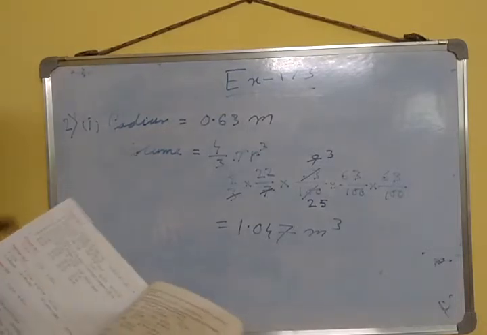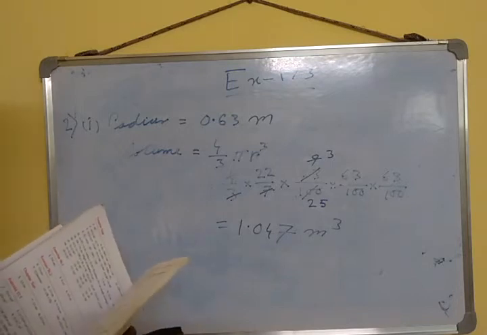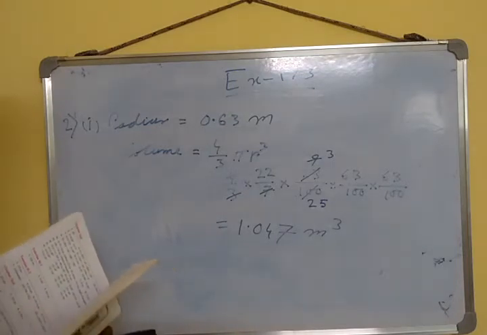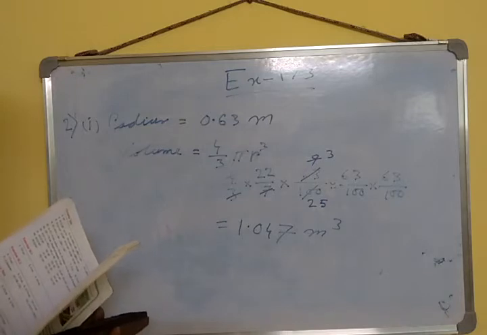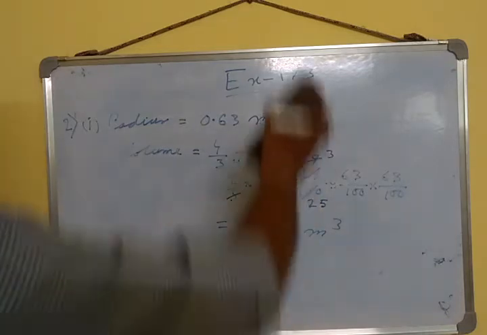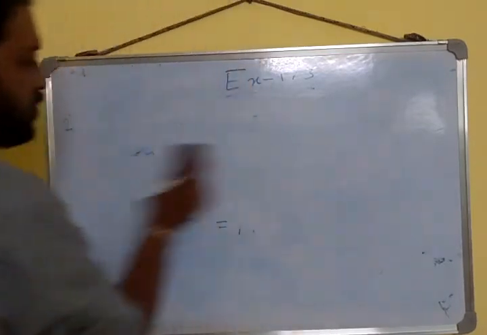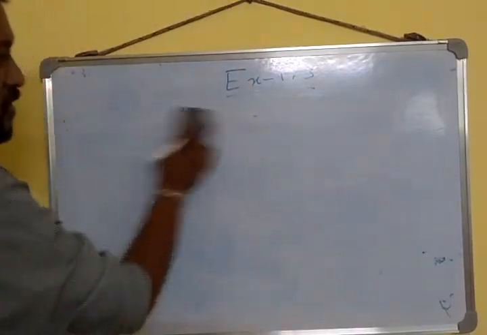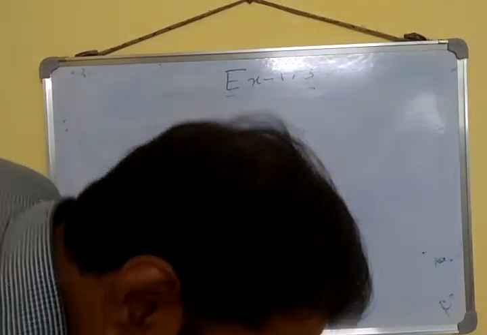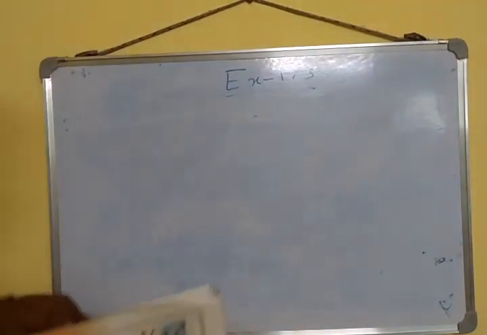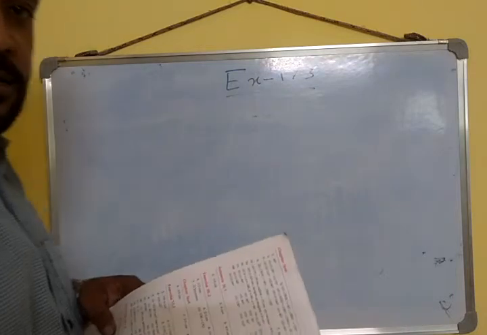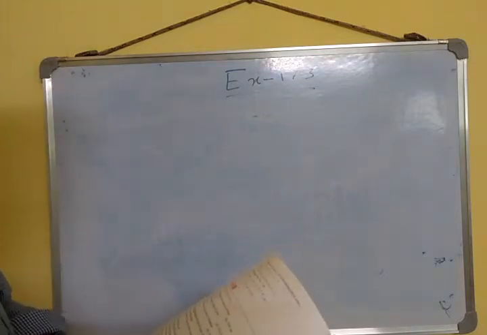We are moving to the next one. That is, find the surface area of the sphere. The diameter is given, so there is one extra line. I am not doing that one. If the diameter is given, then first of all convert it into the radius and then start the math. I move to the next one. Listen very carefully.